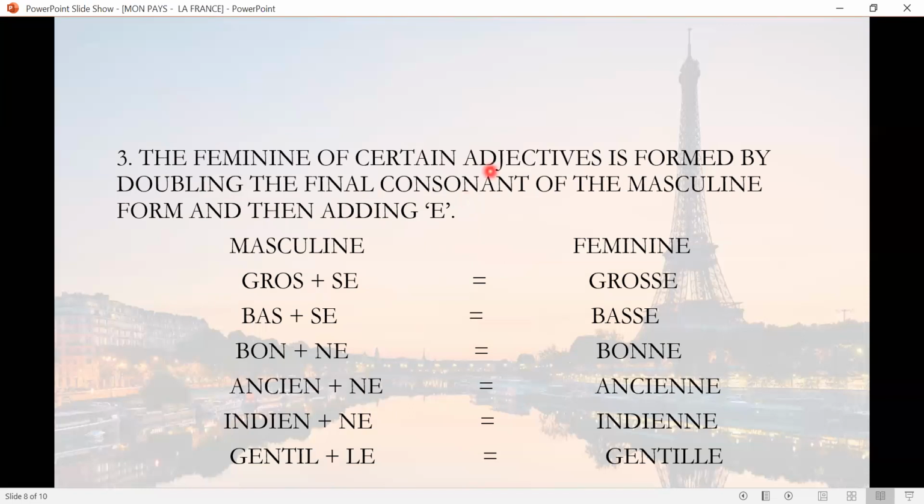For example, if you don't understand like this, let me just show you an example. For example, if we have gros. What we have to do is, this is a masculine word in itself.